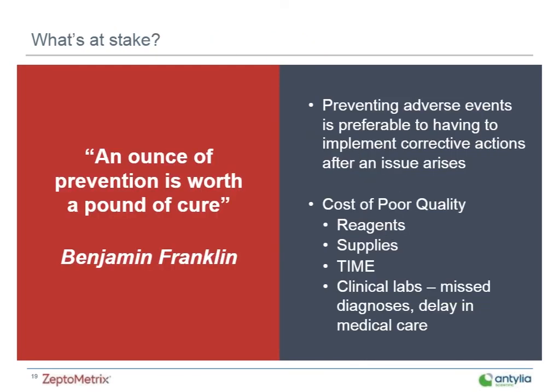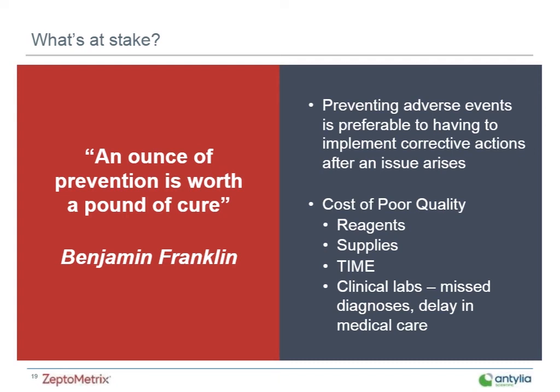So what's at stake when you aren't using quality controls? I think the answer is, quite frankly, a lot. I think this Benjamin Franklin quote really fits here. An ounce of prevention is worth a pound of cure. Preventing adverse events is far preferable to having to implement corrective actions after an issue arises.